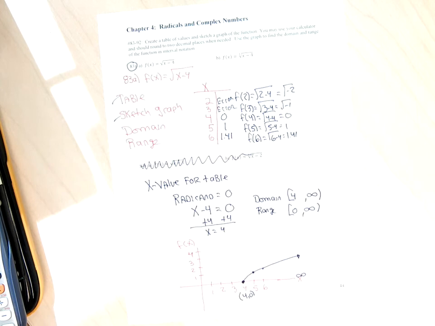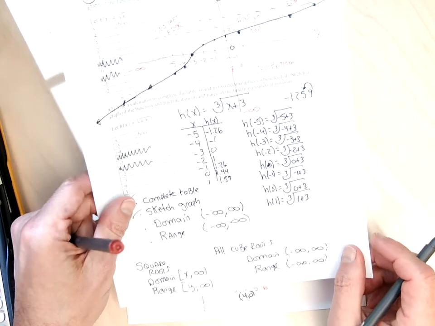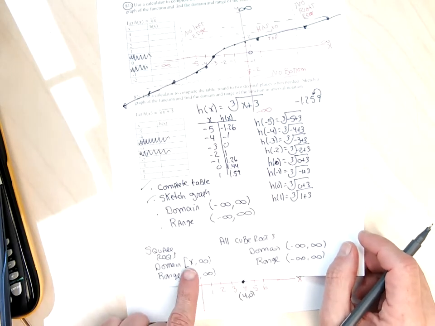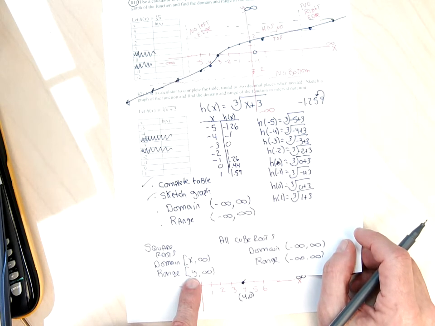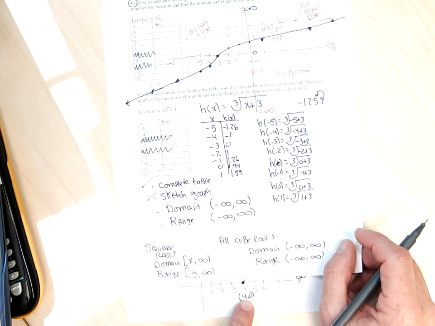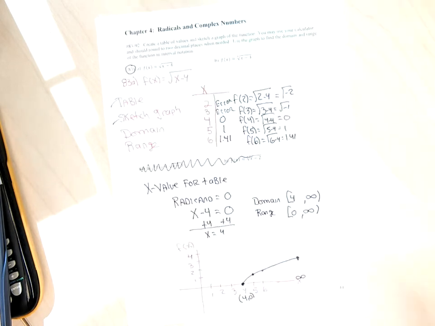For all of the graphs that we do, all our square roots, the domain is some x comma infinity, the range is some y comma infinity, and it's always going to be the starting point here. And then for the cube root graphs, it's double infinities for the domain and the range.